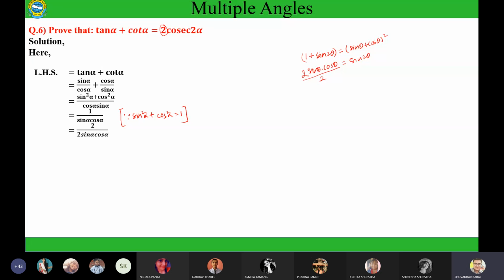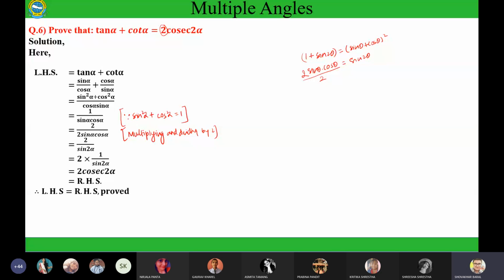So 1 upon, let's multiply, you can write it here, multiplying and dividing by 2, or multiplying the numerator and denominator by 2. We divide by 2 because 2 sin alpha cos alpha will be sin 2 alpha. So 2 upon sin 2 alpha, and after writing this, we can directly write 2 times 1 upon sin 2 alpha, and this is equals to cosec 2 alpha. So we have got the result, that is RHS. Therefore LHS is equals to RHS, proved.